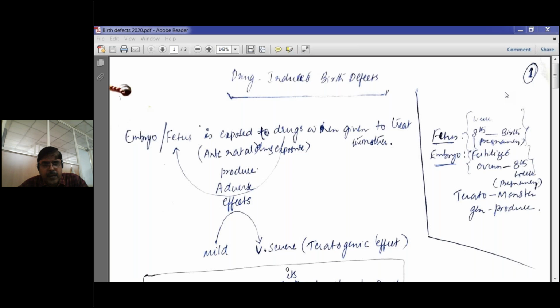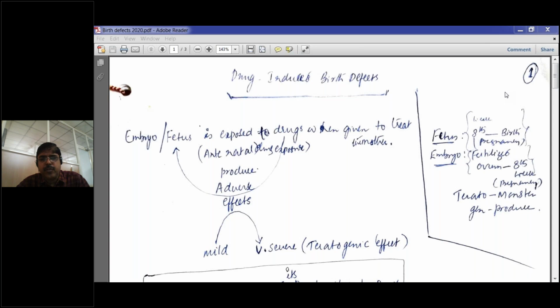Up to 8 weeks, it is called embryo. After 8 weeks, it is fetus. Up to what point is it called a fetus? It is called a fetus till the childbirth, right?